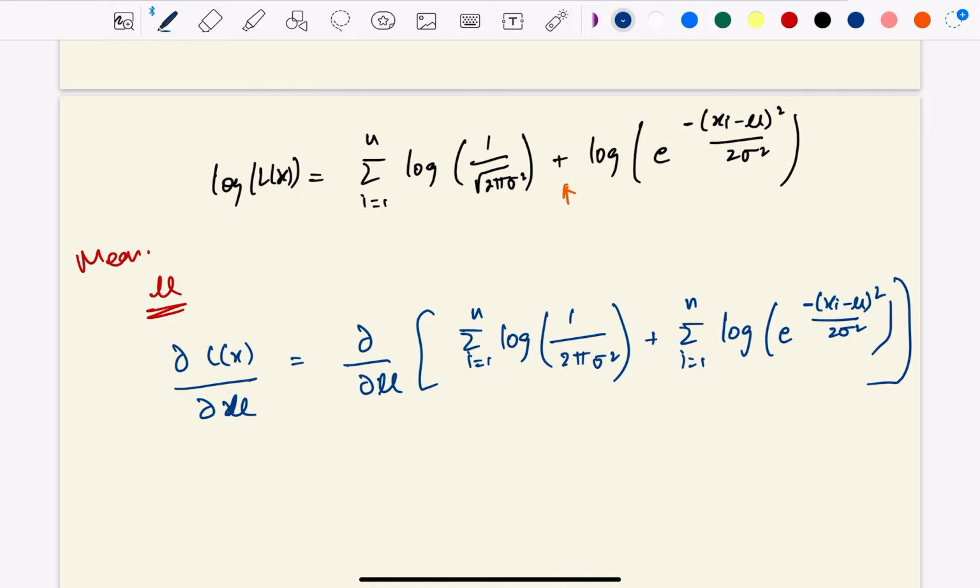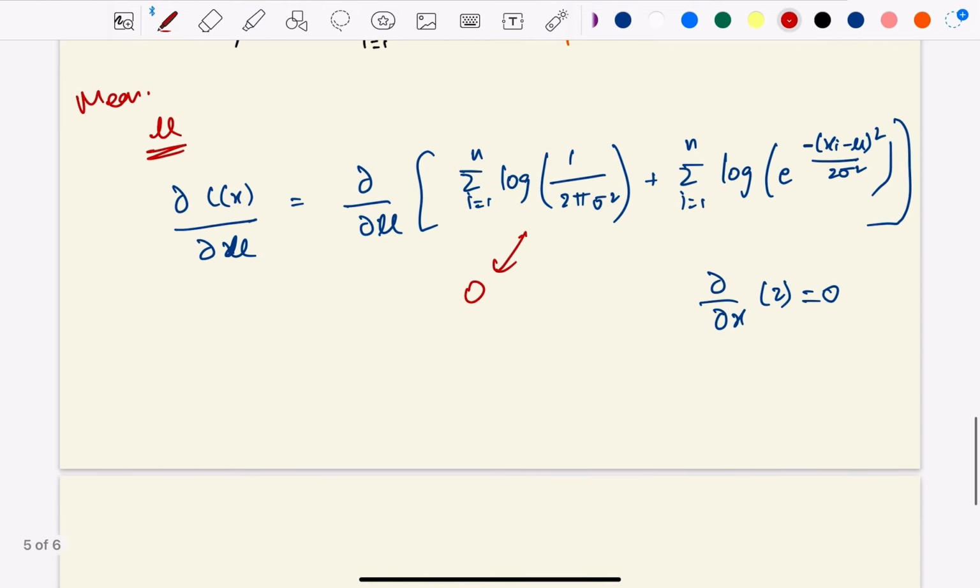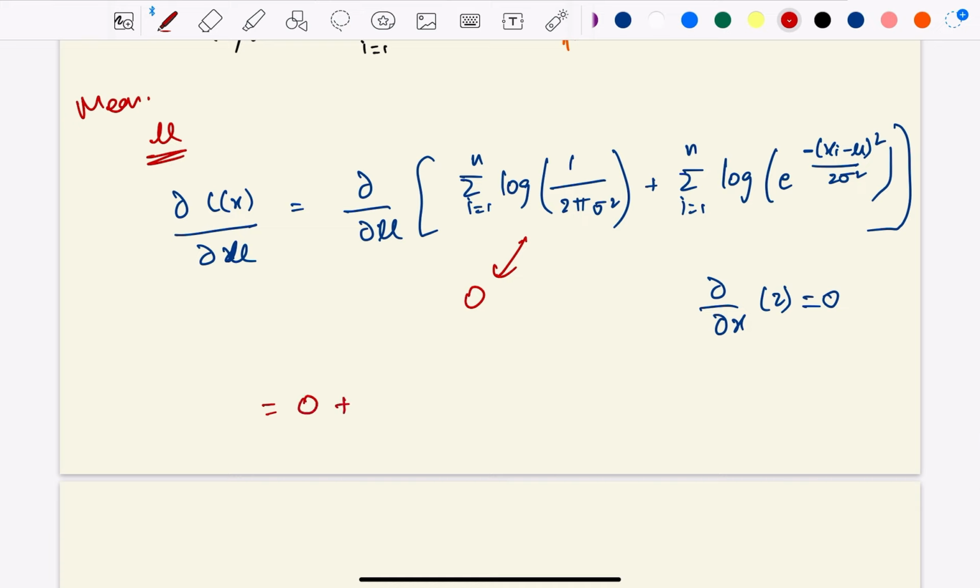Okay, so that's the derivation. There is no term of mu here. So what's the point? dy/dx of 2, what's the derivation? 0, right? So this term becomes 0. This term becomes 0, is equal to 0 plus. And next one.